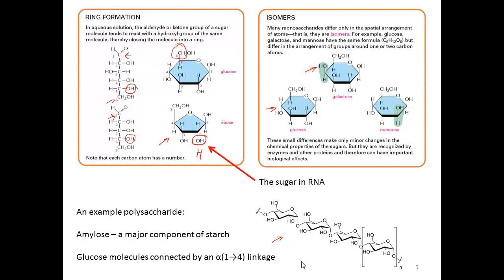We have 4 different glucose molecules connected. This is a starch called amylose. The individual sugars are connected from carbon 1 to carbon 4 by a glycosidic bond. In this case, it's called an alpha linkage because the oxygen atom of the glycosidic bond is below the ring structure.